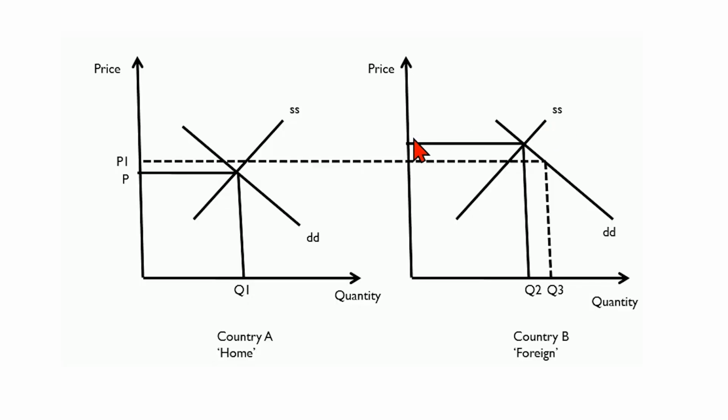So the home producers are happy. Home producers are happy because they are getting more price. And compared to the foreign price, which is this line, the home consumers are also not forced to buy from the foreign country. Now look at what is happening to the foreign consumer.